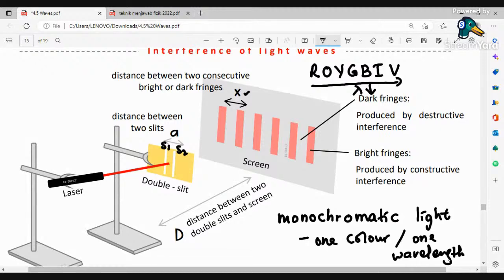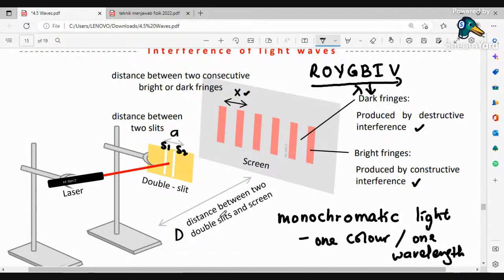The distances are constant, so a bit different compared to diffraction. Diffraction has a very thick band at the center, and towards the edges the bands become thinner. That one is diffraction. For interference, the bands have the same thickness. We have bright fringes produced by constructive interference and dark fringes by destructive interference.